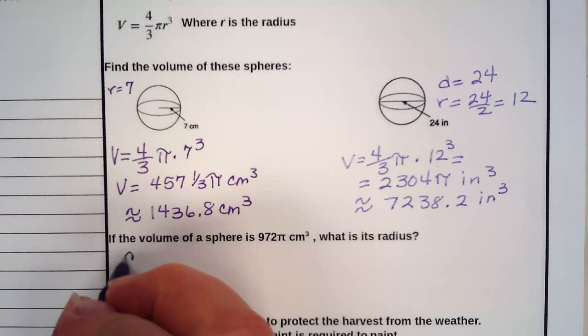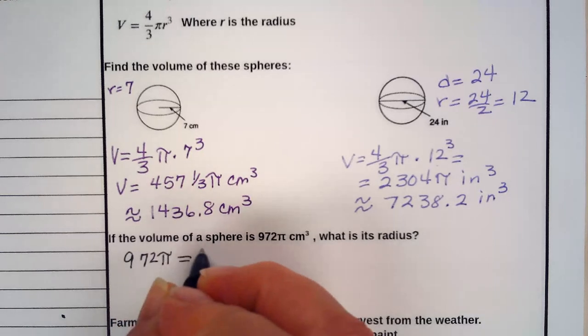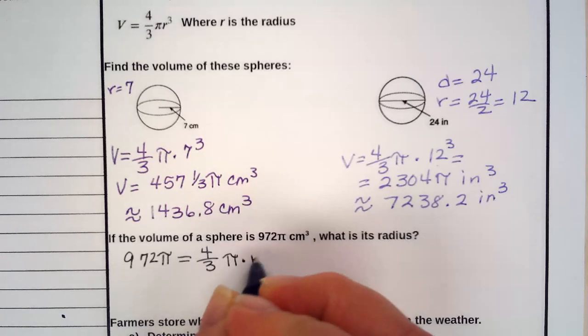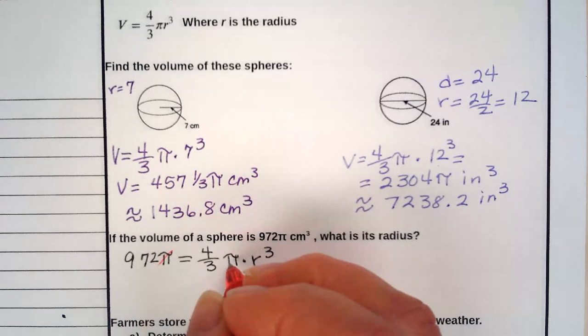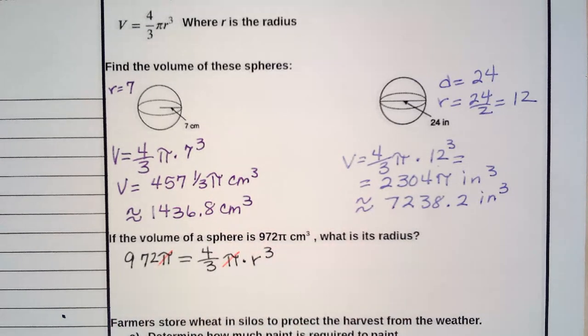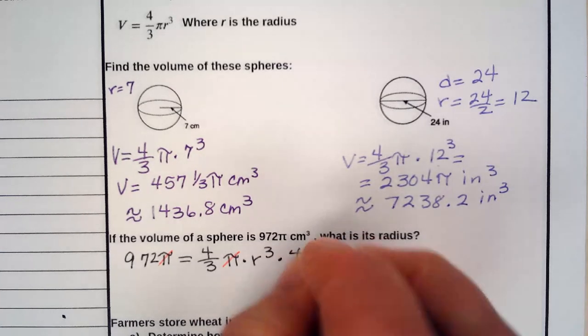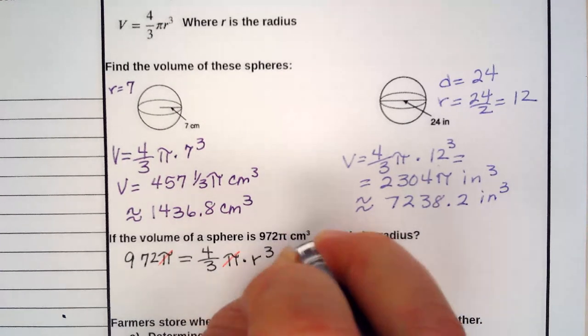So I've got 972 pi is equal to 4/3 pi times my radius cubed. So I can divide pi out of both sides. And then I'm going to multiply by 3/4. Remember, we can multiply by the reciprocal to get rid of fractions.